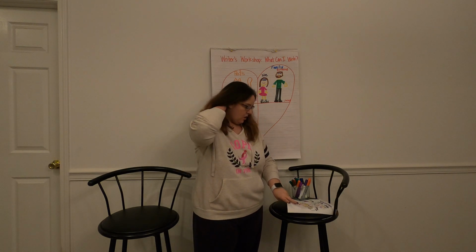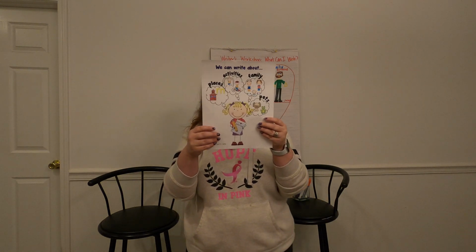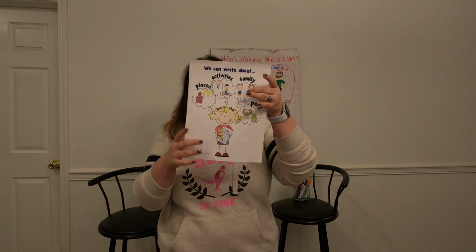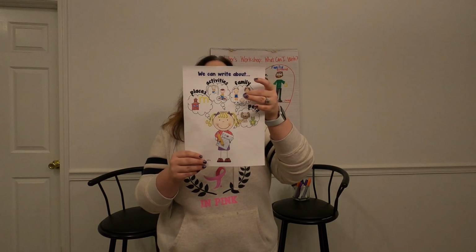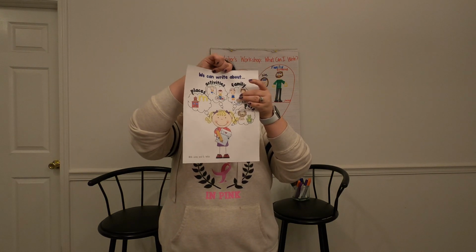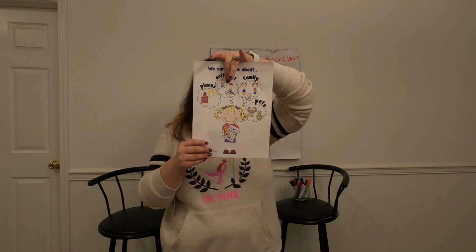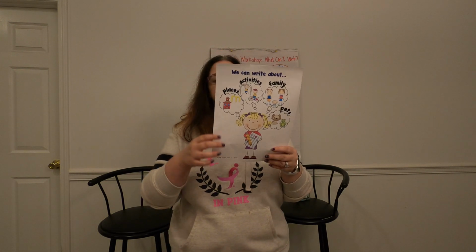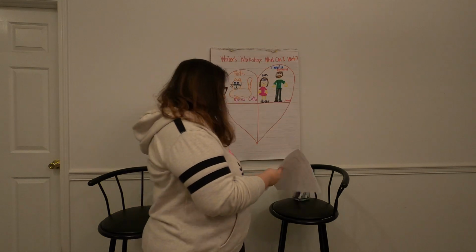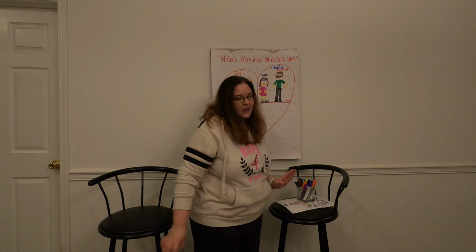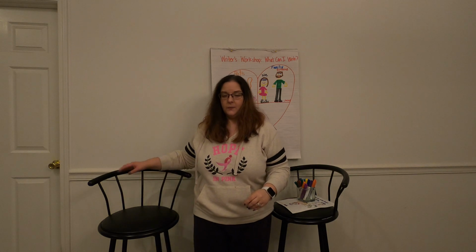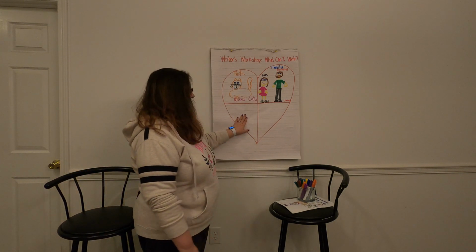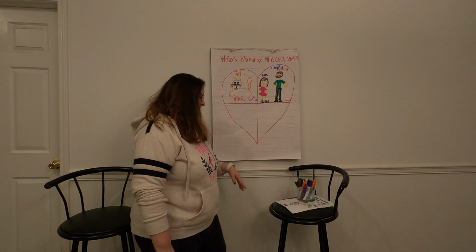All right, and so that's what our chart says. What can we write about? Pets or animals, family, friends, people we know, people we like, people we wish we could meet. We have activities, things we like to do, places we like to go. So today I'm gonna do places. And one of my most favorite places to go to is the beach. So I'm going to draw a picture, as best I can, down here in my heart, of the beach.